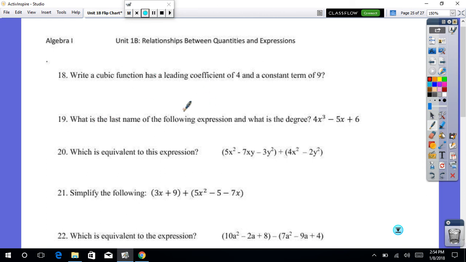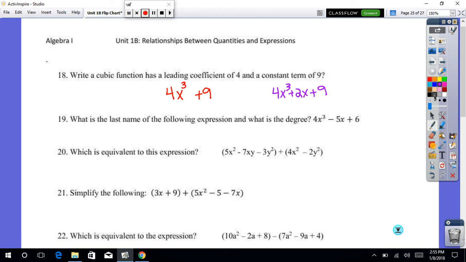Okay, write a cubic function that has a leading coefficient of 4 and a constant term of 9. So I'm going to have a constant of 9, a leading coefficient of 4, and they want it to be cubic, so I have an x cubed. There are multiple answers this could be. You could also have 4x cubed plus 2x plus 9. You could throw a number in the middle there.